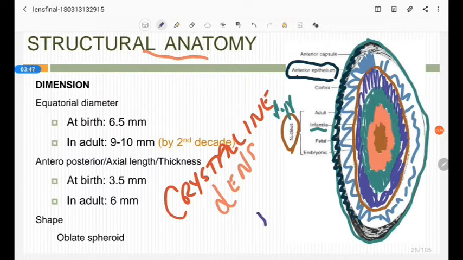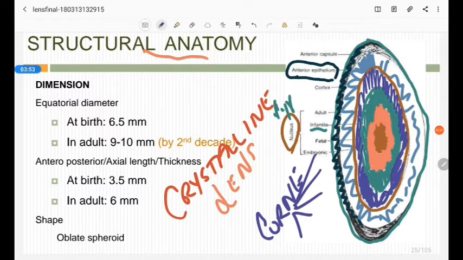So we knew the cornea was a single structure first, then we divided it into 5 layers, and similarly now we are dividing the lens into anterior capsule, anterior epithelium, cortex, and nucleus. That is 4 layers, and the nucleus is further divided into another 4 layers.